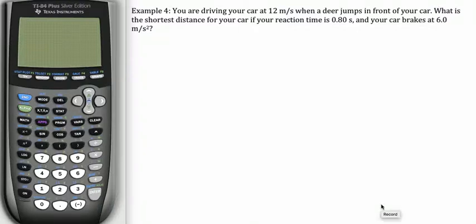Okay, here we have a one-dimensional motion problem with constant acceleration. This problem is not a free fall problem, so our constant acceleration will not be g. However, it is given. Let's read the problem.